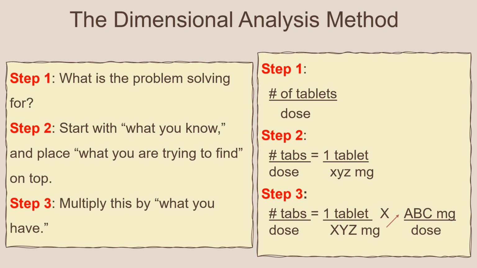Step 2, we're going to move directly to the right and put down what we know about what we're trying to solve on top. So if we're trying to find tablets and we know something about tablets, like the dose of a singular tablet, then that's what we put directly across from the equal sign. This creates our numerator, or our top number, and the denominator is the rest of what we know about the tablets. Step 3, we're going to multiply what we have by placing it on top of the next column of numbers. By doing this, we can cancel out our units to leave us with just tablets per dose.